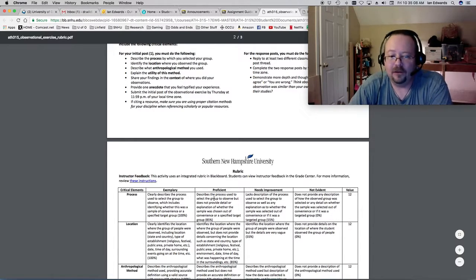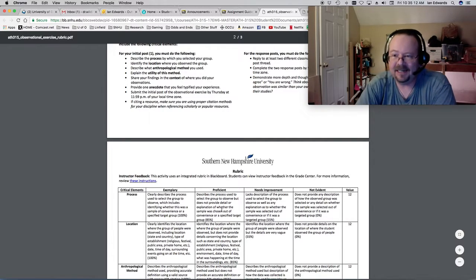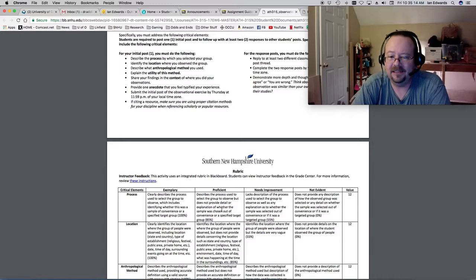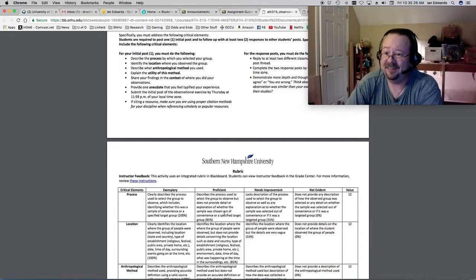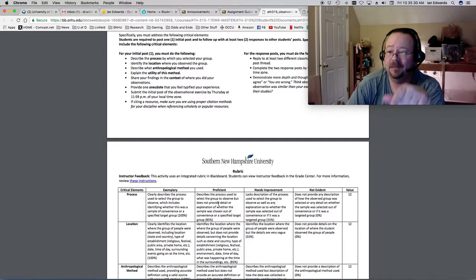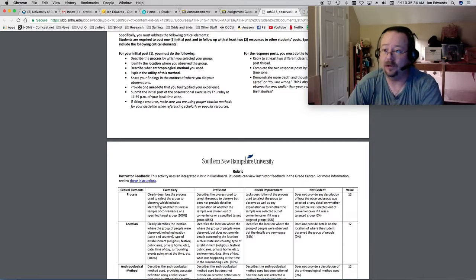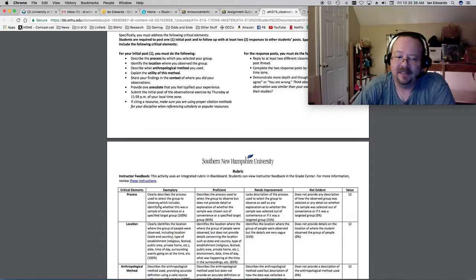Now, look to the proficient column, and this is the standard. This is the basic that you need to understand. And you'll see that it says describe the process used to select the group to observe but does not provide detail. All right, so you see how it says but does not provide detail? That's what's going to move you from just being proficient to exemplary, which is where I want you all to be aiming for.